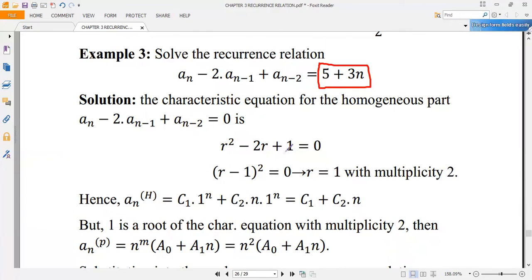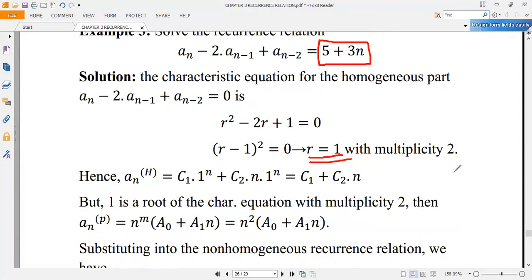r squared minus 2r plus 1 equals 0. Factorizing this, you'll get (r - 1) squared equals 0. So r = 1 is the root of the characteristic equation with multiplicity 2. Hence, the solution of the homogeneous part will be this one.